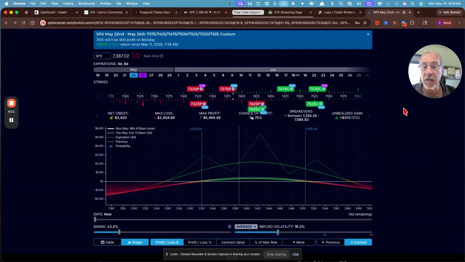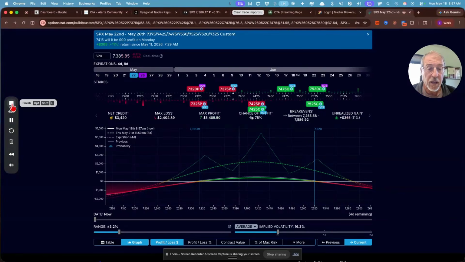So that is the condensed version, a very condensed version of what is in the calendars and diagonals course, and I hope it helps. It is not a function of OptionStrat. It is simply a function of two different expirations that act differently, and it's very difficult to project how they might act differently at different times.